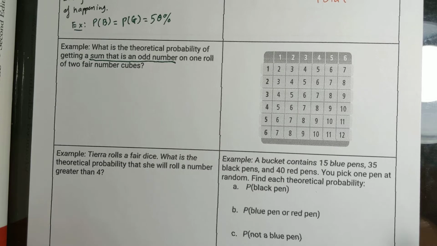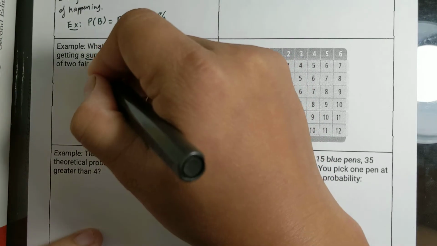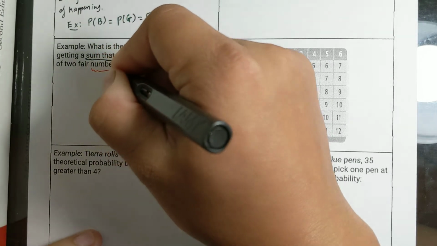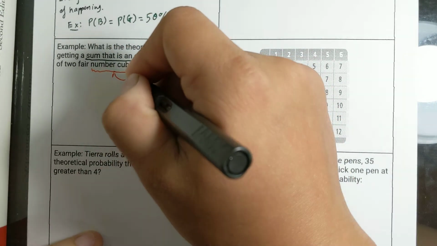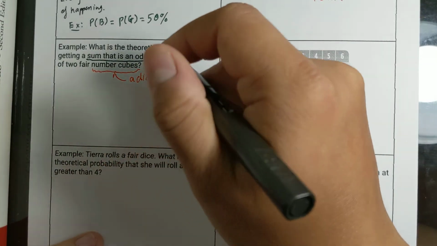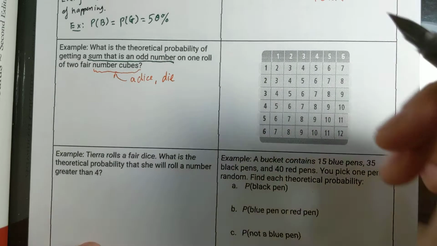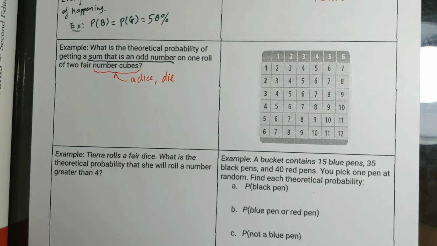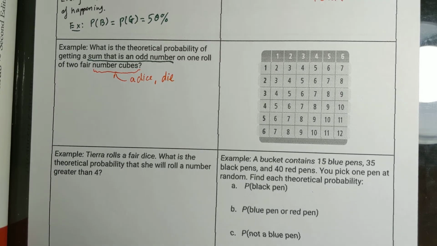So some of you may ask, what is a number cube? A number cube is basically a dice. In college, we prefer to call this thing a die. Alright, so a number cube. Great, we got two dice. Awesome. How can we picture this?